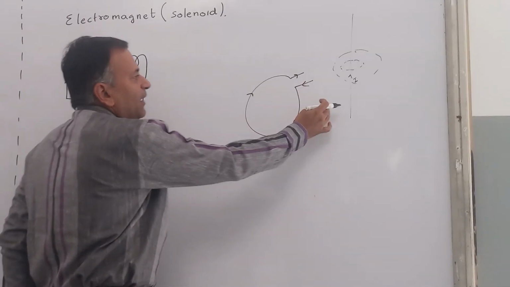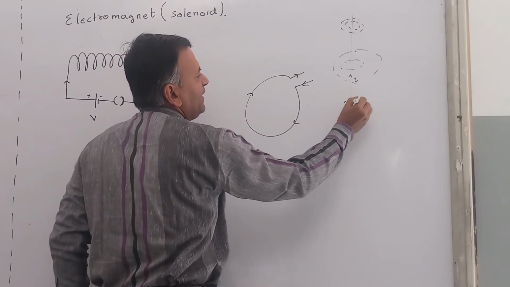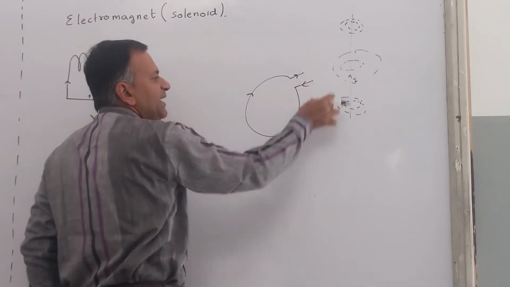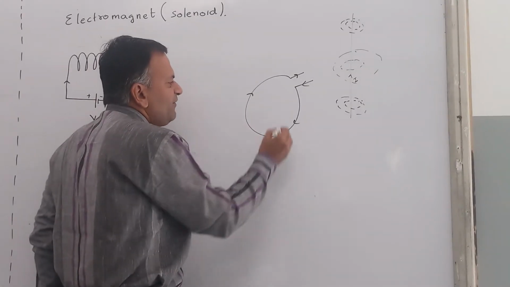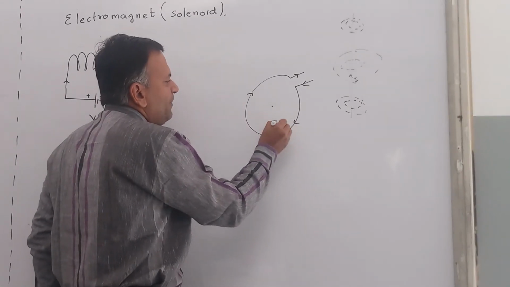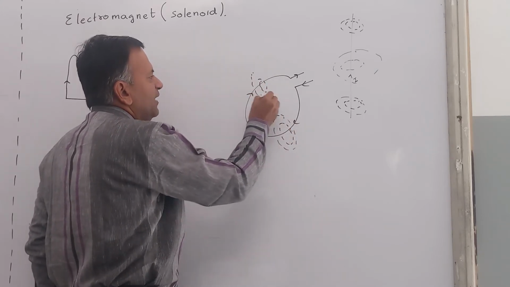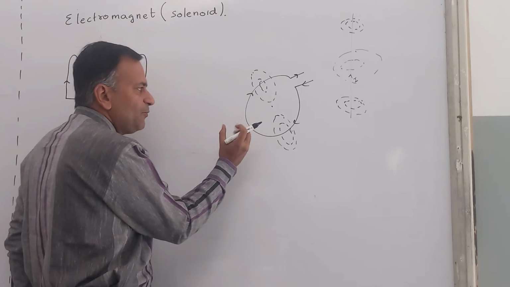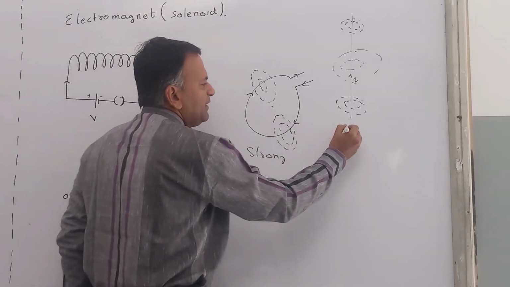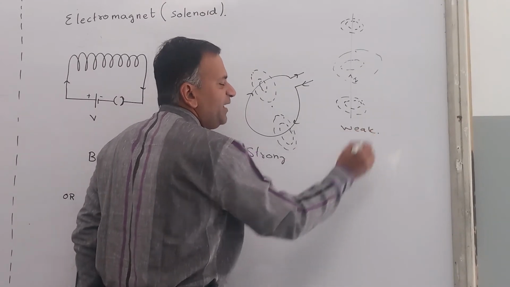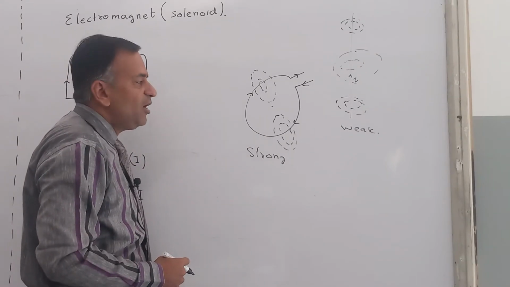So what will happen? The magnetic field lines that were present at the top and the magnetic field lines that were present at the bottom will come close together and form a very strong magnetic field. All right, because the magnetic field lines come close together, the magnetic field becomes strong. This is a comparatively weaker magnetic field, right? But even this magnetic field is not very strong.